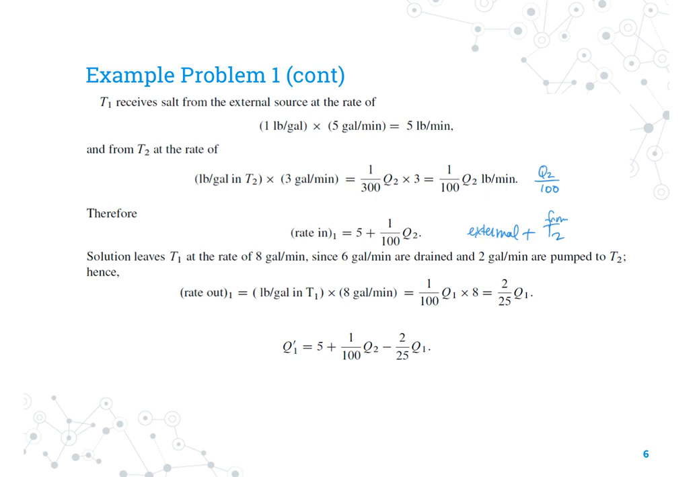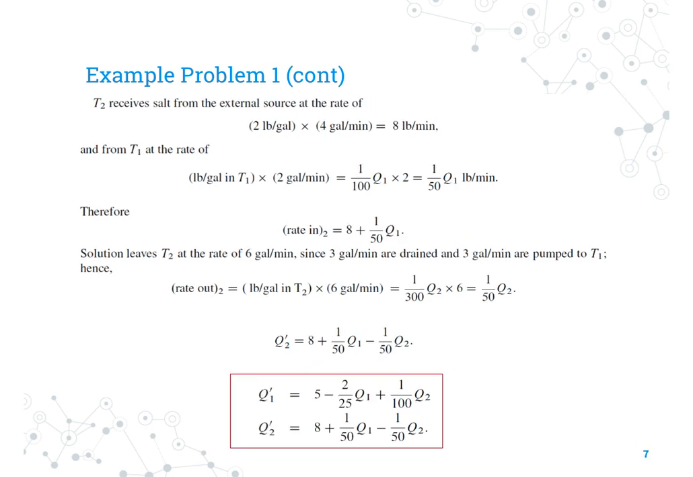So if we put it together, our full rate for Q1 is the rate in 1 minus the rate out 1. And in this case, that's 5 plus Q2 over 100 minus 2Q1 over 25. So we've been able to model then what is happening in a physical way in tank T1. In the same way, we can model what's happening in tank T2.